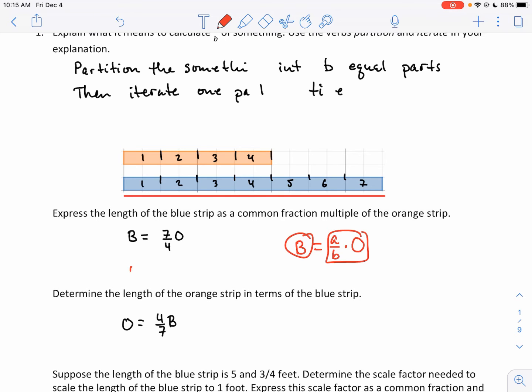So as a 2-step process, it would look like this. We do 7 of 1/4 of the orange. And then of course, that just means do 7/4 of the orange.